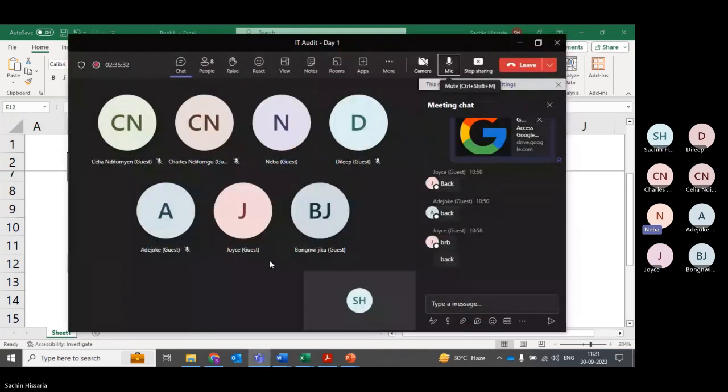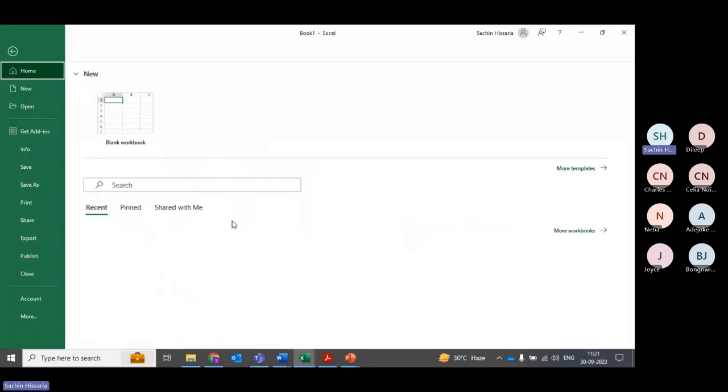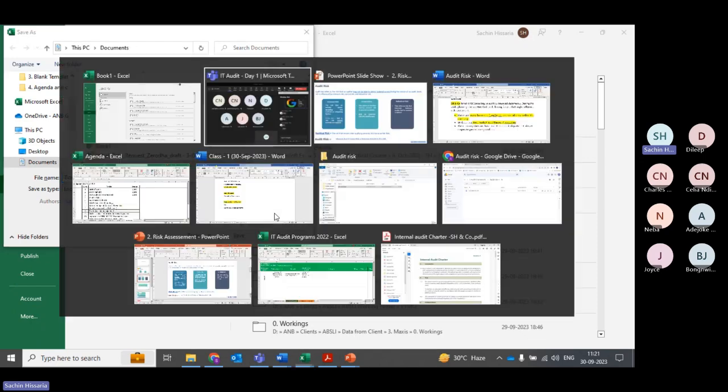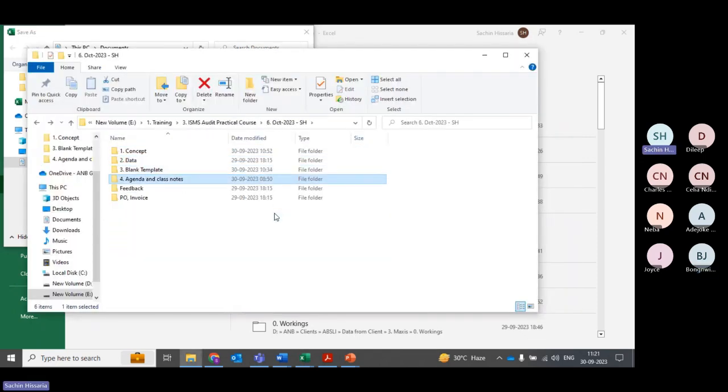Is this clear? Yes, that's clear. Yes, sir. Okay, so this is your IR, CR, and DR. I will save this file, so that you can refer to this file and use it in real life.